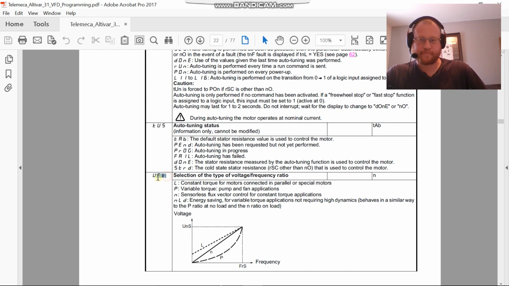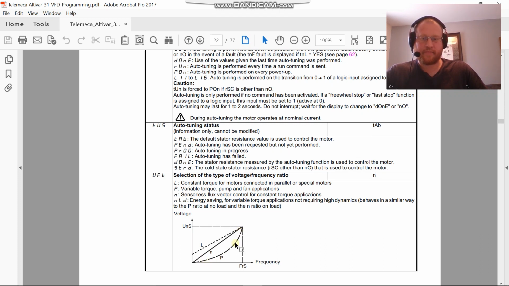Now this is a big one, UFT. This represents the torque characteristics of the motor. We know the factory default here is N, and N stands for sensorless flux vector control for constant torque applications. So this is a constant torque mode. Sensorless flux vector control essentially means we have some very complex algorithms controlling the current going out to that motor that replicate the same type of control that we would have with a DC motor. So very, very accurate speed control.